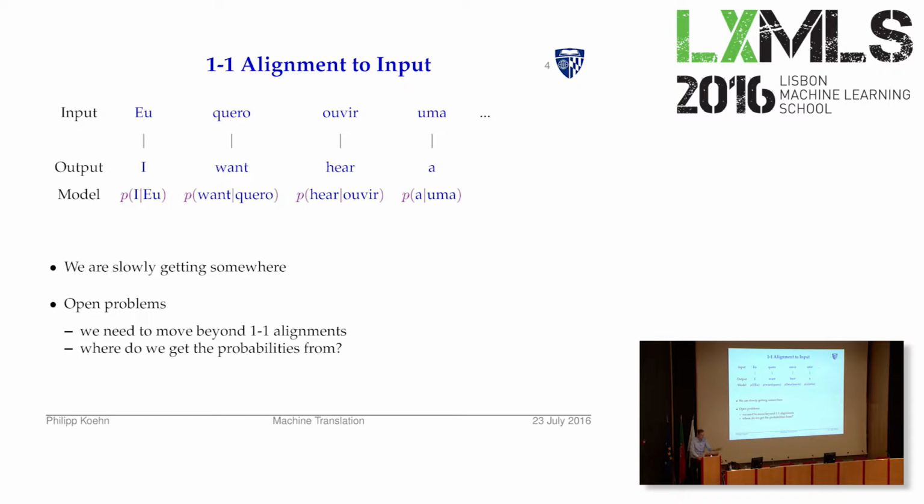So you already see in this sentence that it might not work so well because we get "I want" here, and then the "to" in English doesn't seem to be that connected to any Portuguese word. And later there's actually some reordering, with a very interesting following presentation in Portuguese, while in English it's the other way around. So we have to deal with those things as well. So we need to move beyond just saying we translate one word at a time, so beyond these one-to-one alignments. And we also have to figure out where to get the probabilities from.